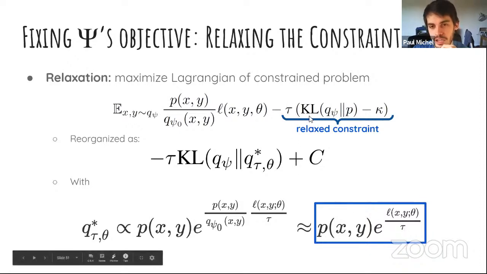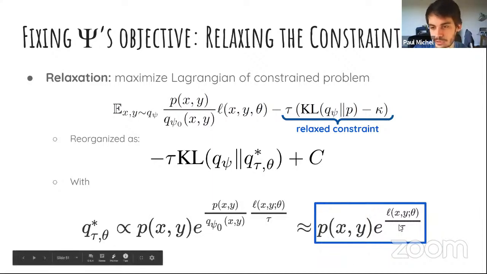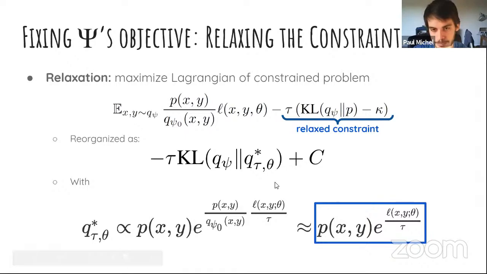And we treat it as a hyperparameter. So this is how, in our method, we control how close the adversary should stay to the data distribution, right? This is how we control how big the uncertainty set can be. As you can see, at the limit, if this temperature parameter tau is going to infinity, this distribution Q star is going to look like this term here. The exponential term is going to go to one. And so this objective will just make sure that Q psi stays close to the data distribution P.